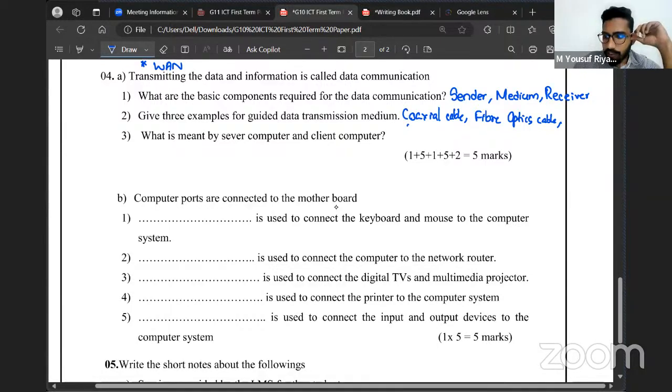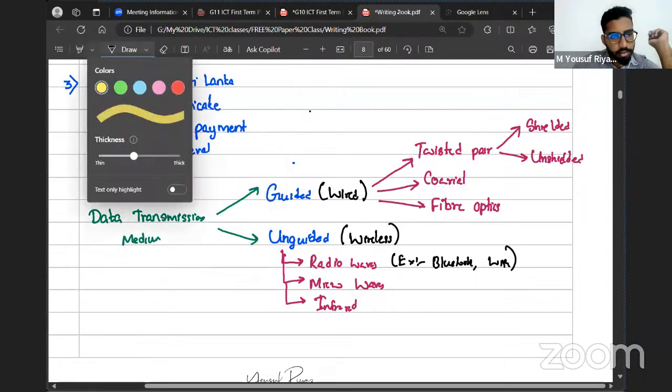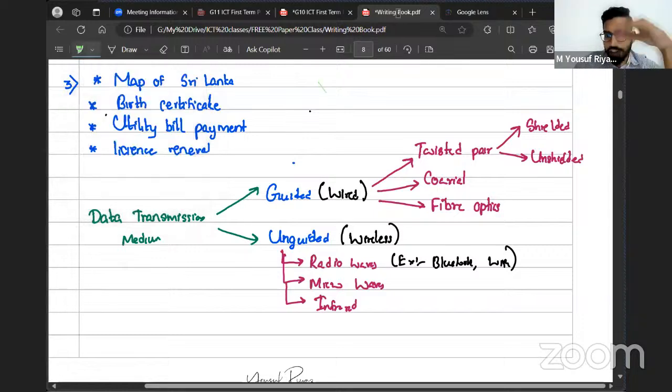Exactly. Which is fast, guided or unguided? Guided is the fastest. Okay, out of all of this, what is the fastest one? What is the fastest medium? Exactly. The fastest medium is fiber optics. Okay. When you compare wireless and wired, fiber optics is the fastest network we actually have.